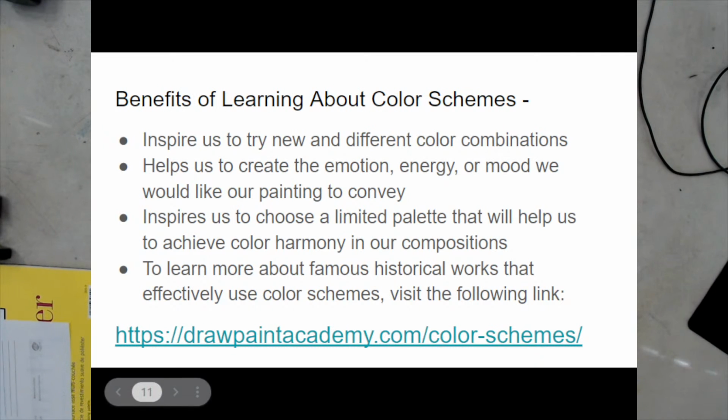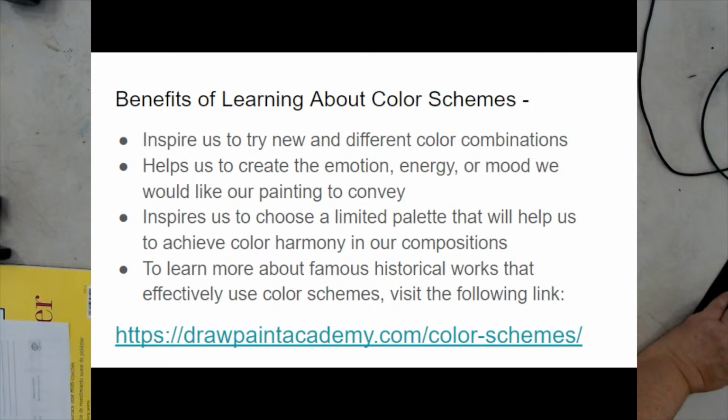It also inspires us to choose a limited palette that will help us to achieve color harmony in our compositions. And what I had shared with you about mixing the chromatic browns and grays from using the complements that you might have already used in your painting, that's an example of how to use a limited color palette to create color harmony and also variety. But overall, what we're going for is a harmonious feeling in our painting, and that's how we would achieve that. And to learn about more historical works that effectively use color schemes, I have a link here.